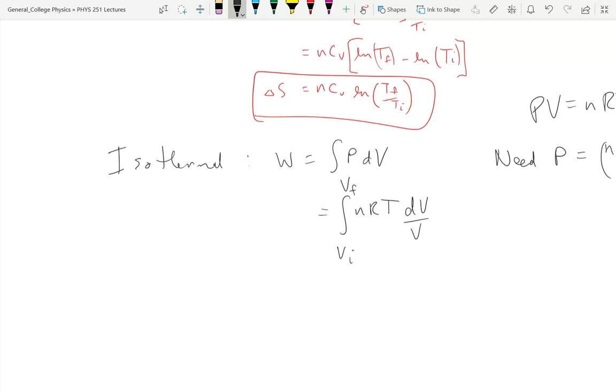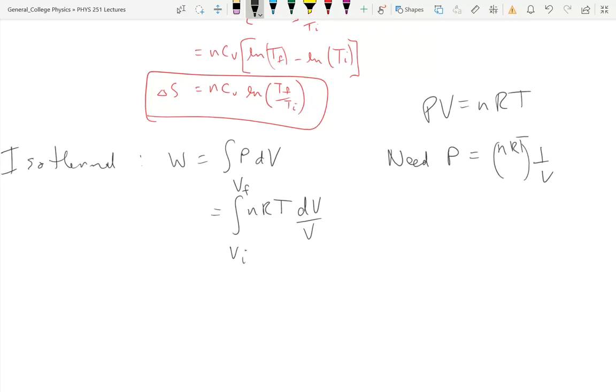nRT is constant. So what do I do if it's constant, Trace? I'm going to Trace because he was the first one to identify this before. Well, the V is changing. The nRT is constant. So what do I do with the nRT part?